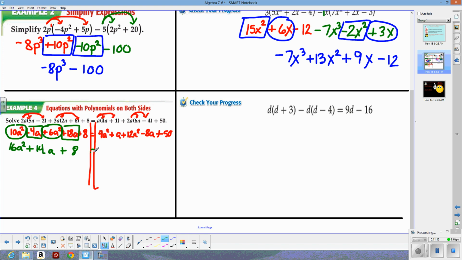On the other side, we have 4a squared and a positive 12a squared. That's 16a squared. Then we have a positive 1a and a negative 8a. 1a plus a negative 8a is negative 7a. And then bring down the plus 50.